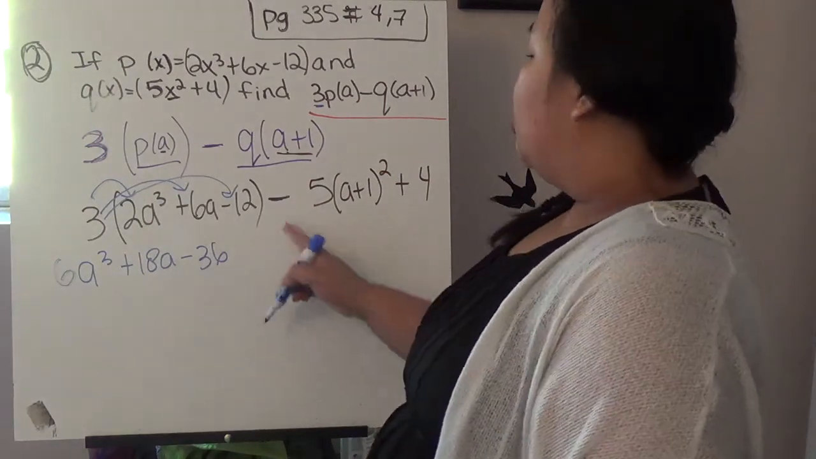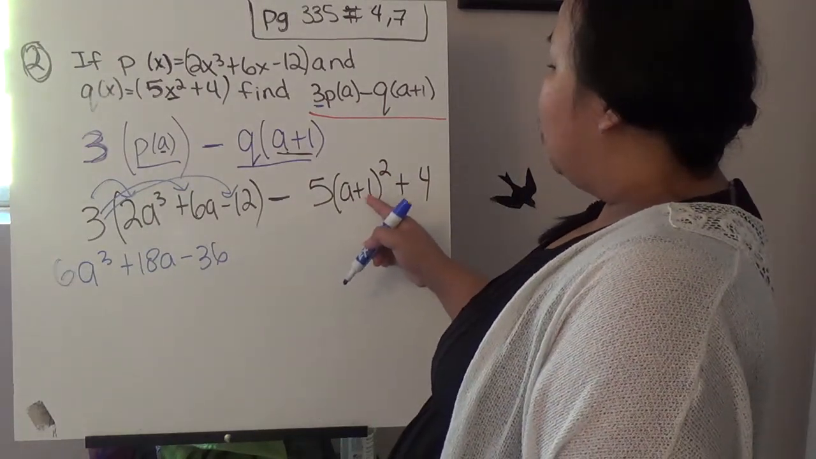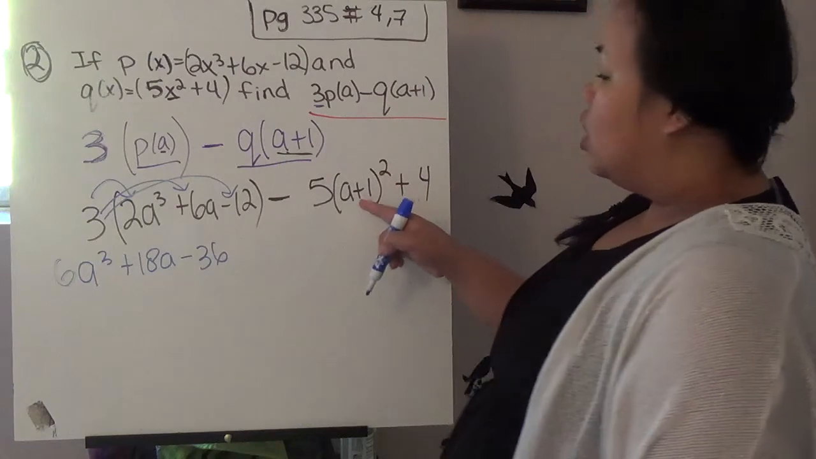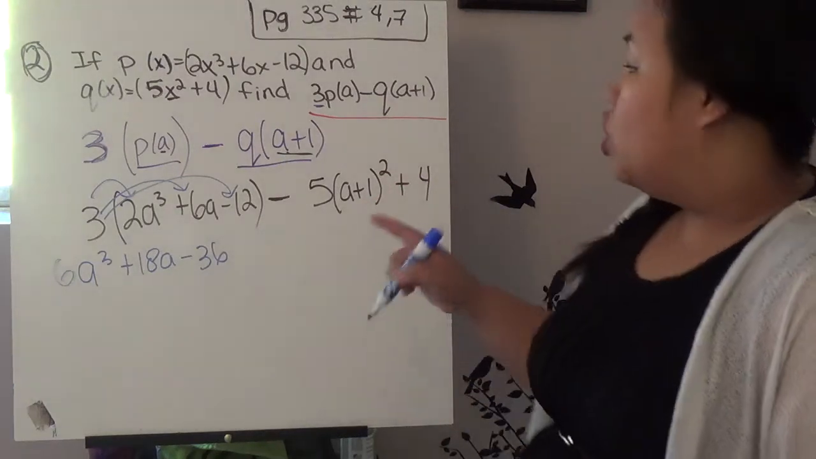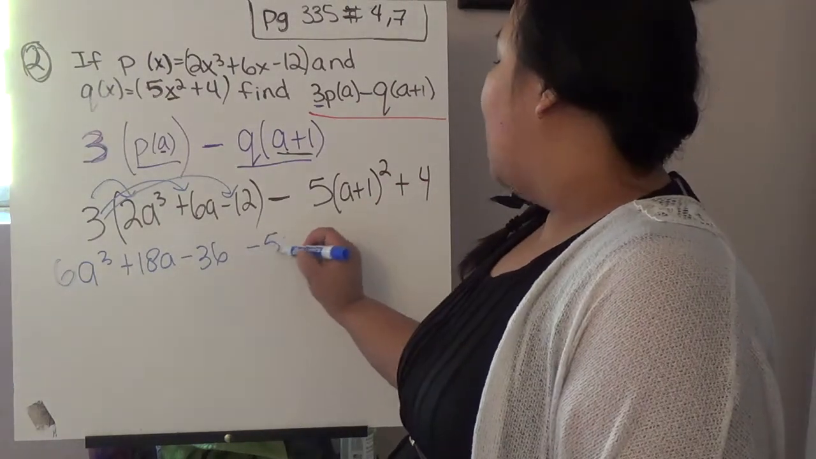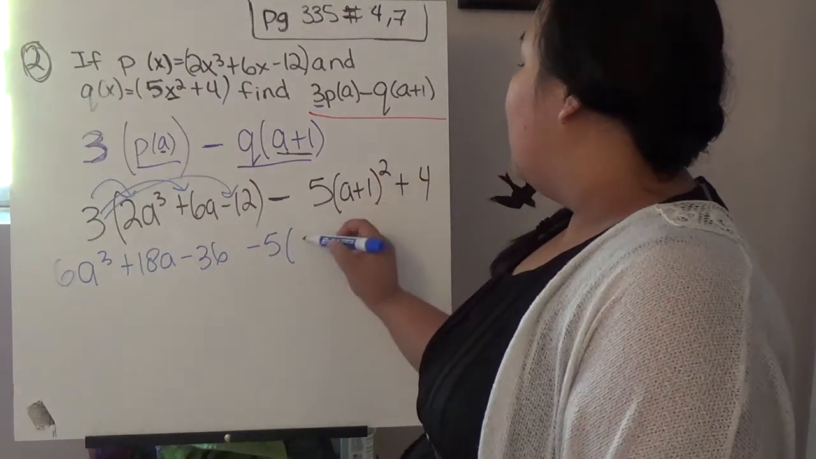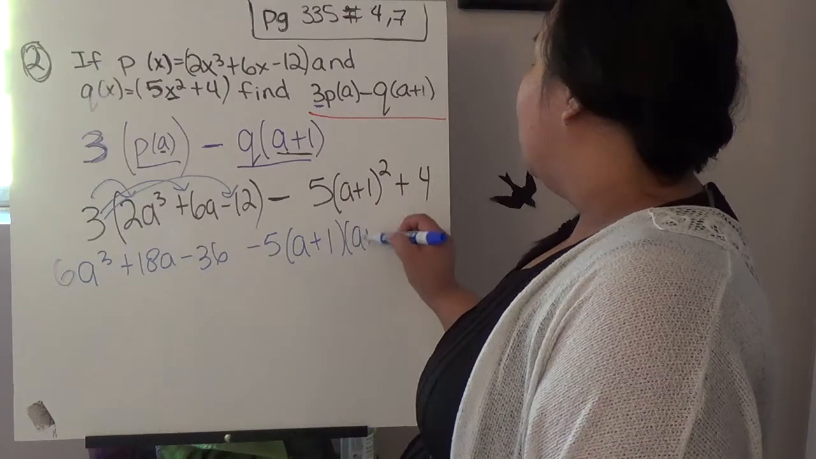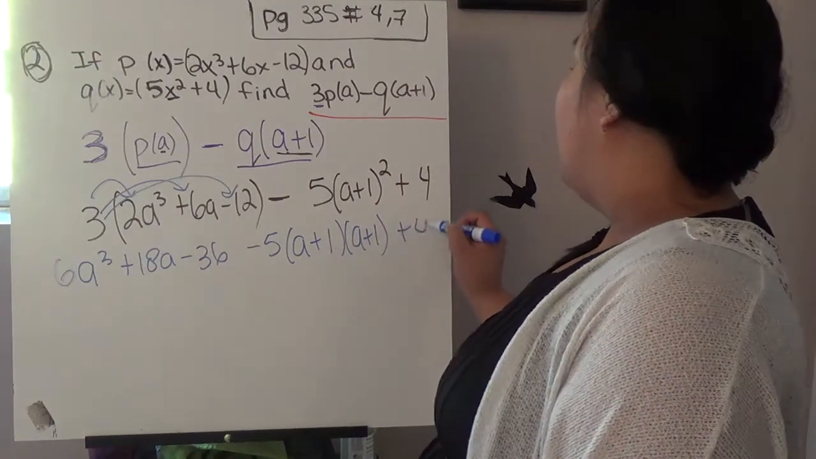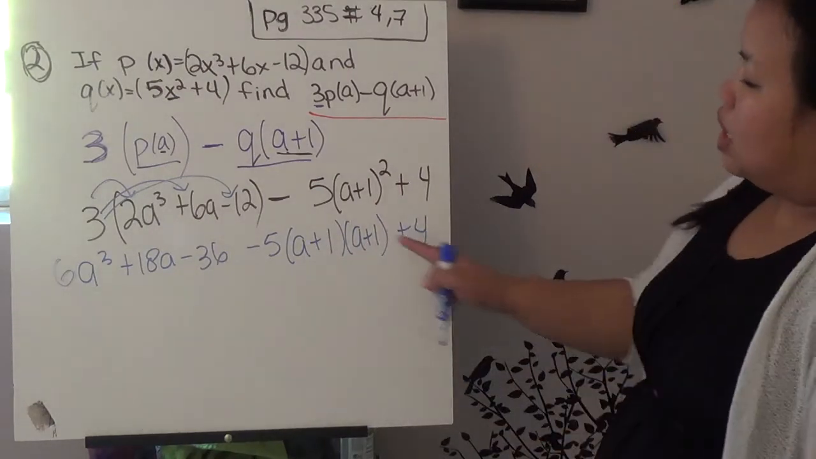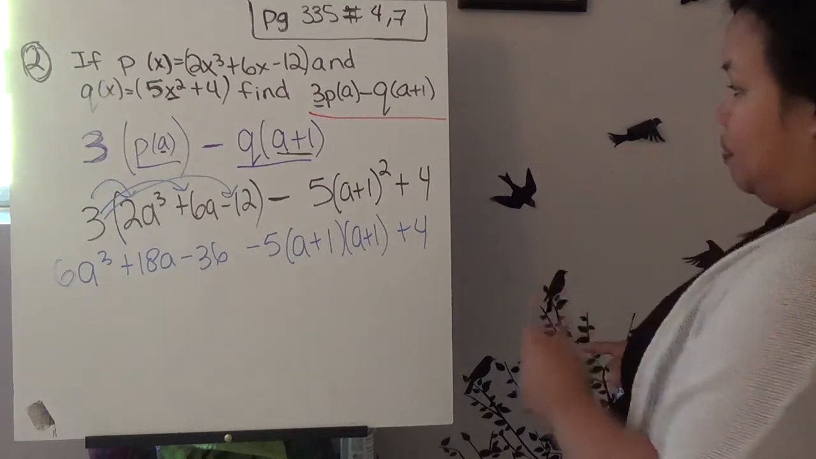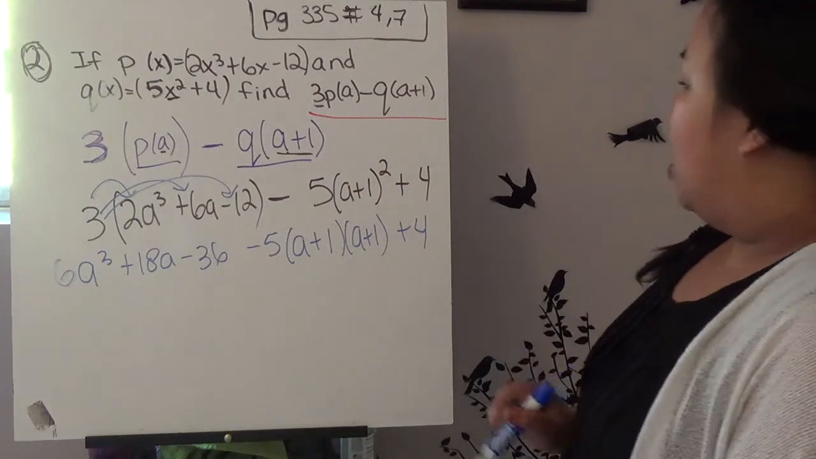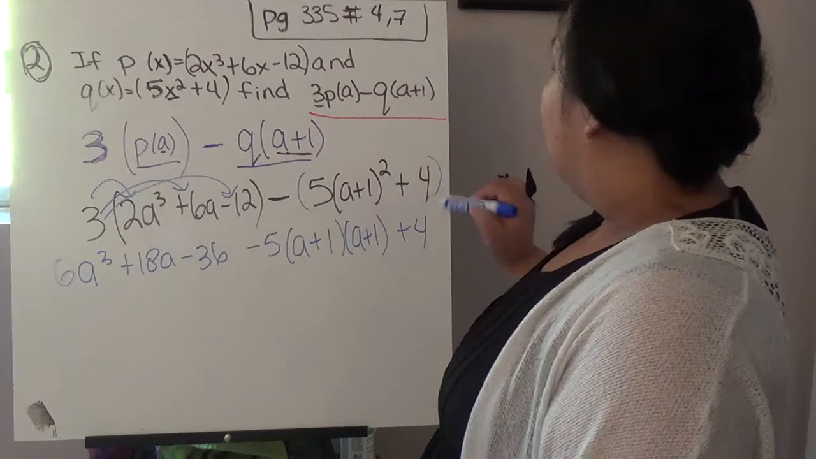Okay? The tricky part here is this is (a plus 1) squared. And this is not just a number, it's an equation. So what I have to do is I have negative 5, and then because it's an equation, I have to FOIL. So a plus 1 times a plus 1 plus 4. See how that works? Because of this.